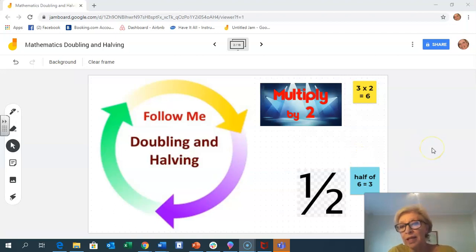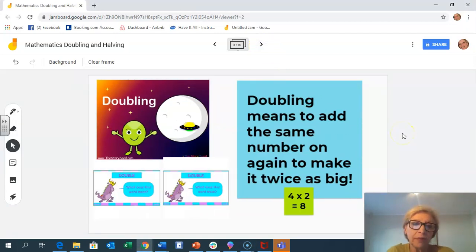Halving a number means I'm making it half the size. So half of 6 is 3. We've halved our number. They're the opposite operations. And there we have doubling. Focusing on doubling means to add the same number on again to make it twice as big. For instance, 4 times 2 equals 8. And here we have doubled our picture. Right, let's continue.